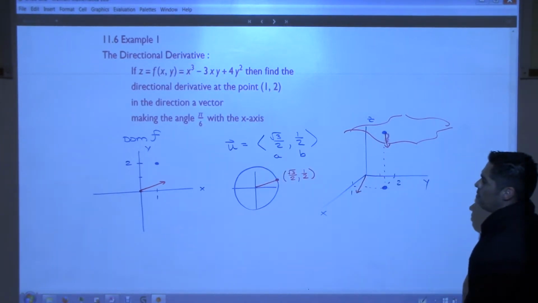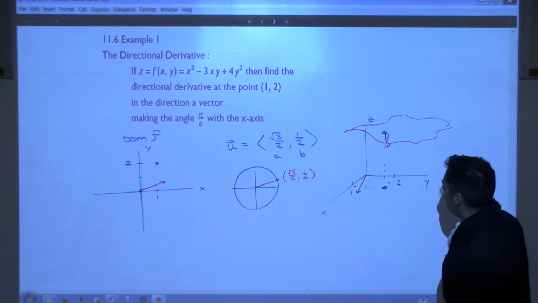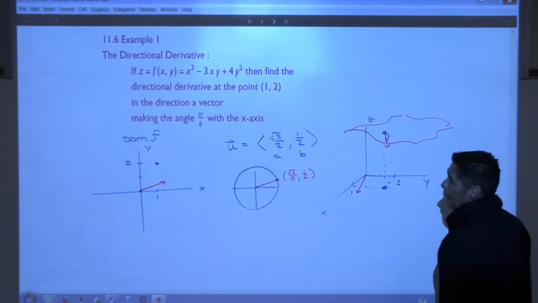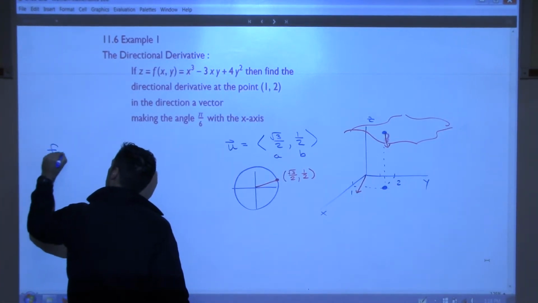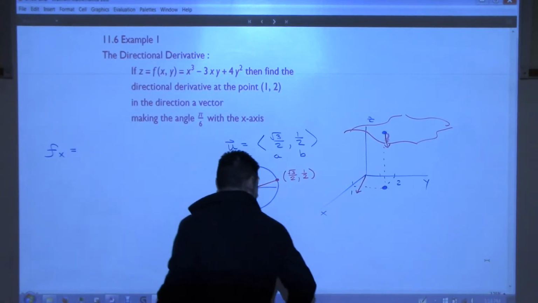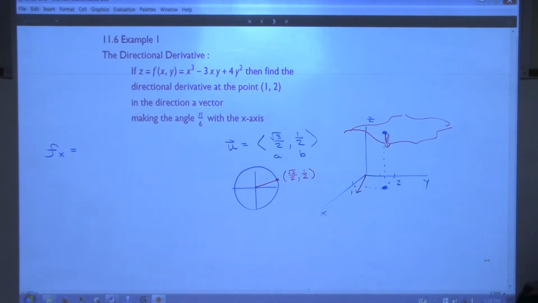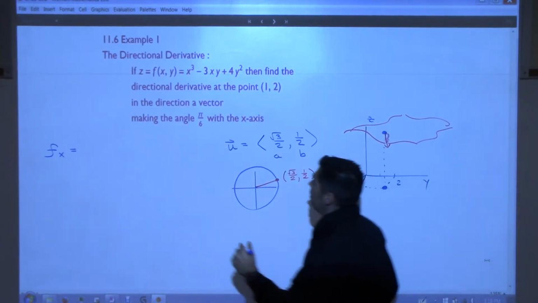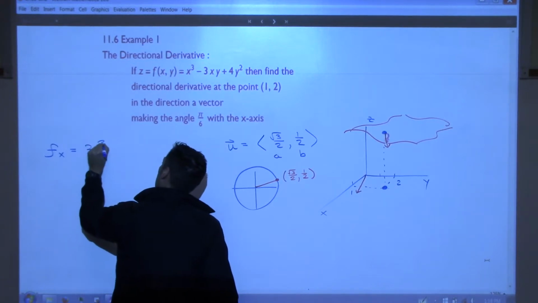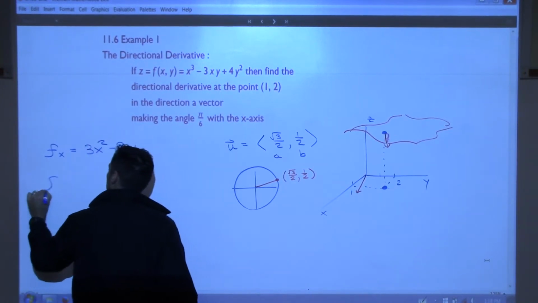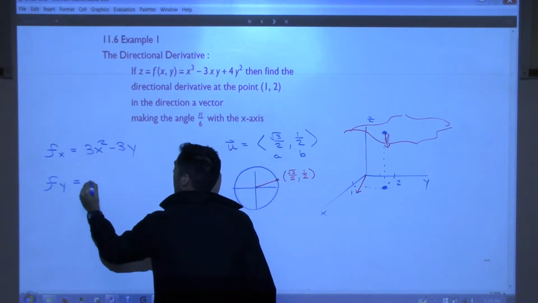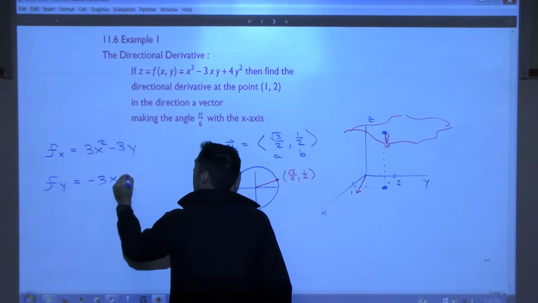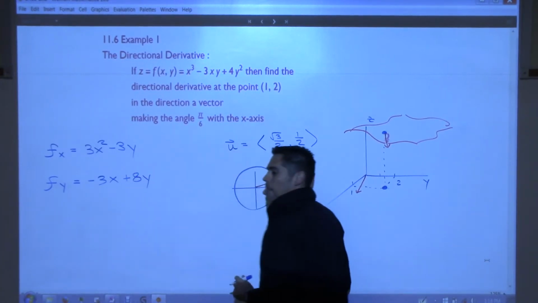Well, we never took the partials. Why don't we take the partials next? I'm trying to preserve as much room as I can up here. Let me do the partials right here. What is the partial derivative of f with respect to x? 3x squared minus 3y, and that's it, right? Yes? All right, so 3x squared minus 3y, and then the partial of f with respect to y, which is minus 3x plus 8y, right?